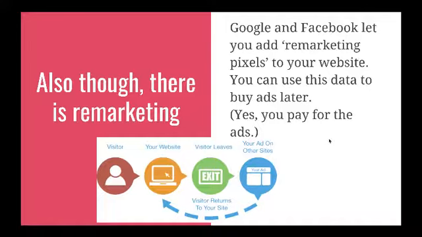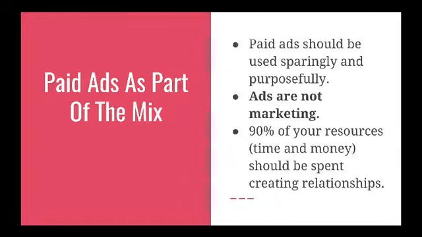So you can add a Google remarketing pixel and a Facebook remarketing pixel to your website. And basically, you pay for the ads that you're going to show people, but you can use this data later to buy ads and show them to people who have been to your website versus people who haven't. So I just want to put that out there as a possibility. And I think, as we see increasing amounts of personalization on the internet, we're going to see more of this stuff, more creepy stuff.